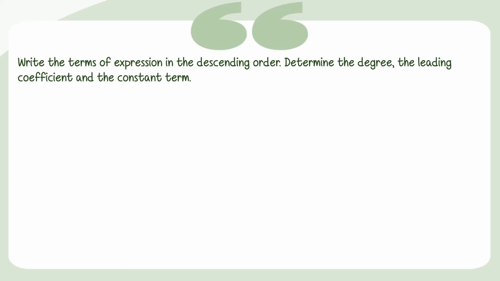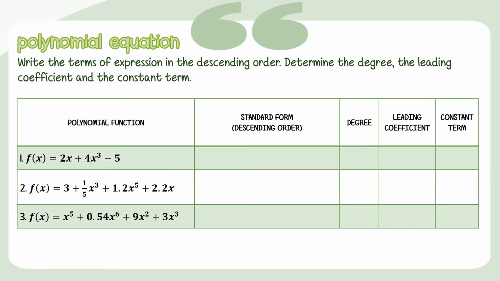Write the terms of expression in the descending order. Ito yung tinatawag nating standard form. Determine the degree, the leading coefficient, and the constant term. Let us complete the table. So, bibigay ko example yung number 1. Again, standard form, descending order. Kailangan yung ating exponent ay in descending order. So, ang unahin natin ay yung may mataas na exponent.